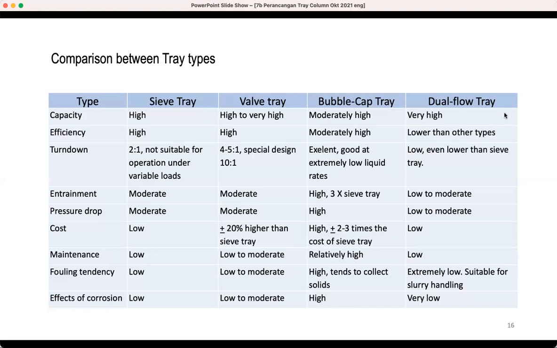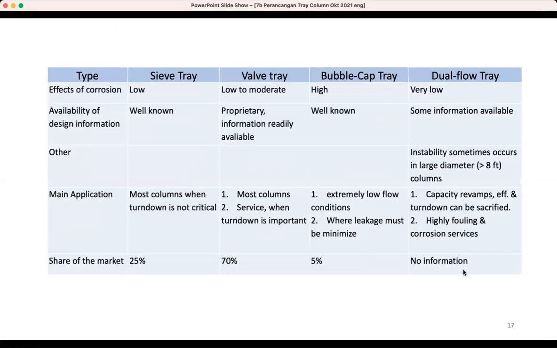And the last one is called the dual flow tray: very high capacity, lower than other types for the efficiency. The turn down is also low, the cost also low, and the fouling tendency also low. Okay, and then also the availability of design information for sieve tray is well known. For valve tray it is proprietary, so we cannot get it. And for dual flow tray, some information is available.